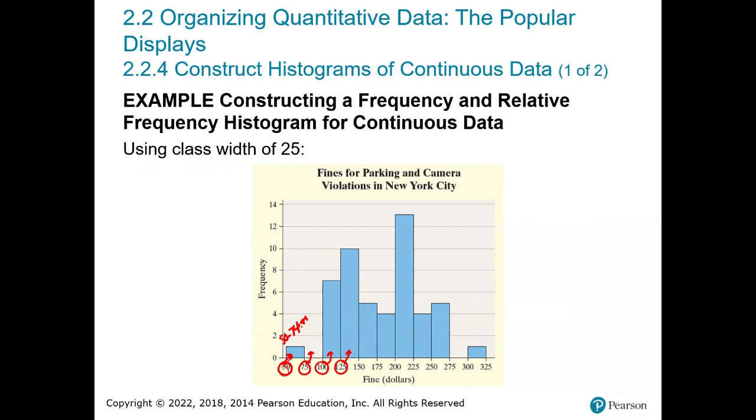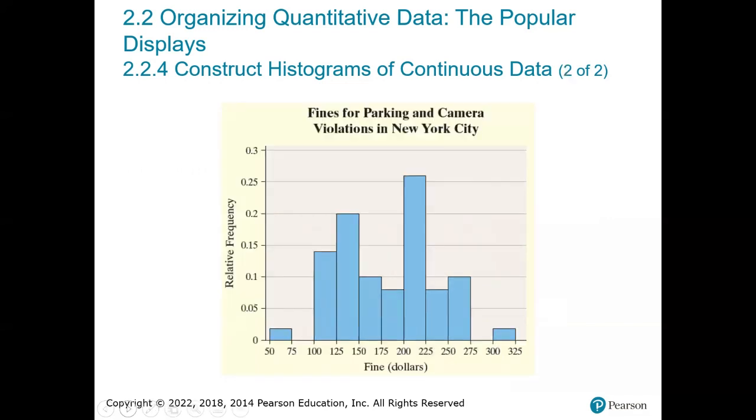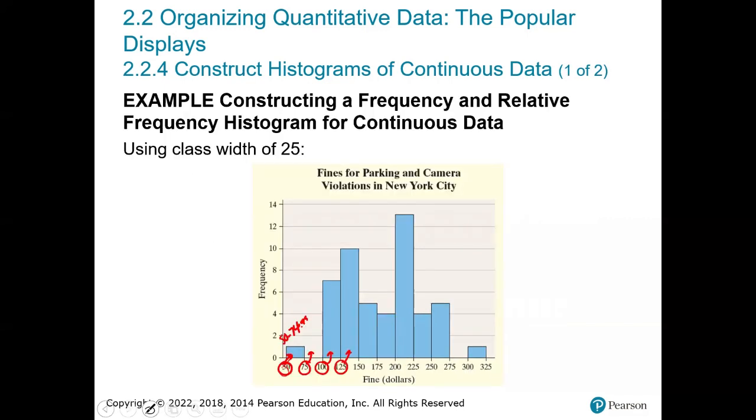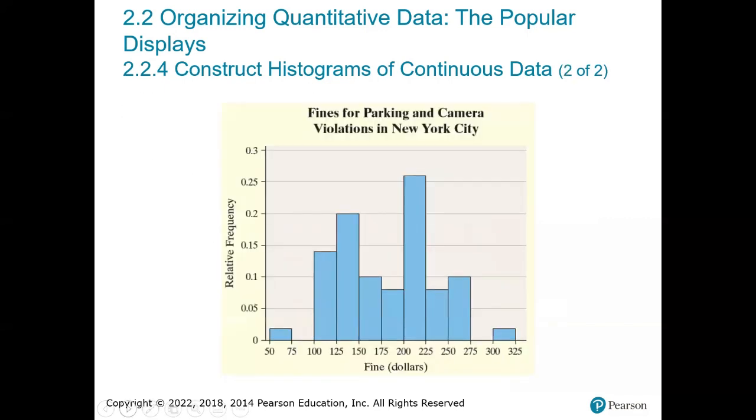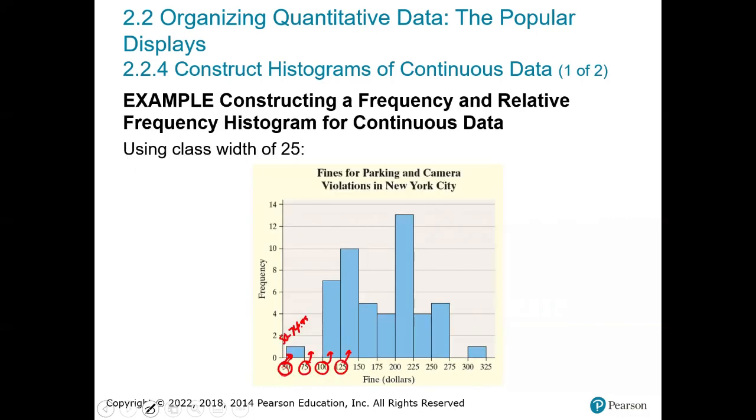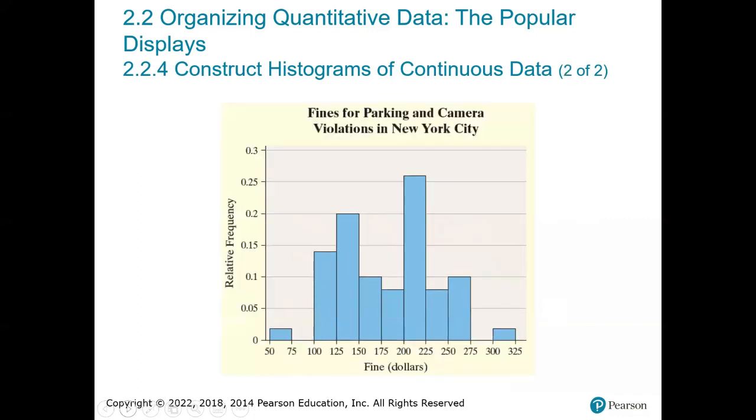And again, I can change between a frequency and relative frequency. It's not going to change the overall look of the graph. It's just going to change the values that are on the side. Do I want total values or do I want percentage values? Depending on what I'm trying to show, depending on what I'm talking about, is going to determine regular or relative.